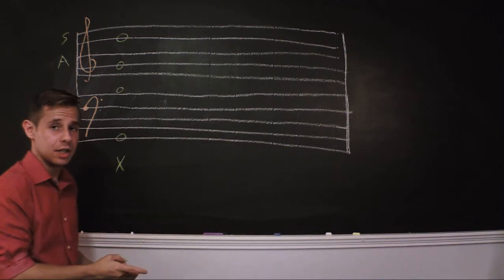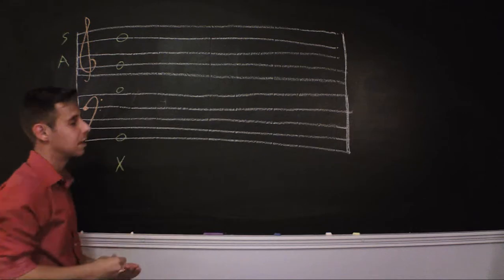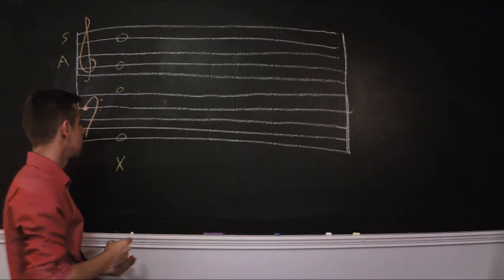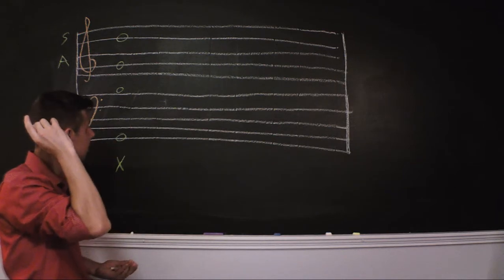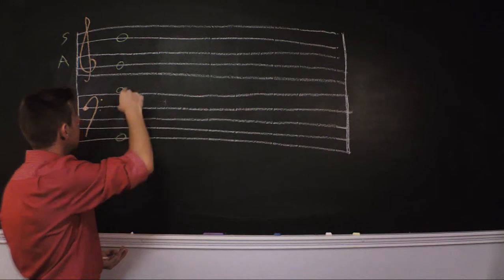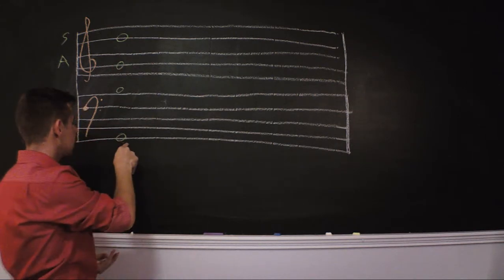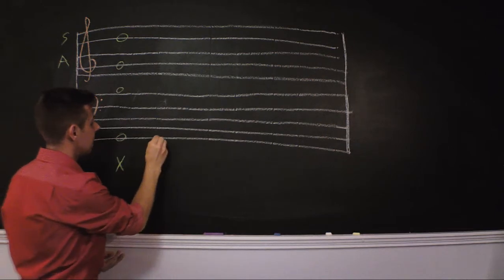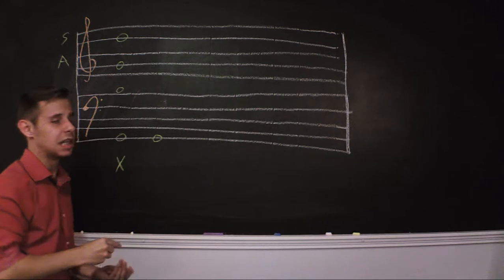How we get the inversion is by measuring the space up from the root. So we actually have to compact this. So we know that there's a G, a B, a G, and a D, right? So we'll keep the bass note G and put that there. We know that immediately above that G is a B.